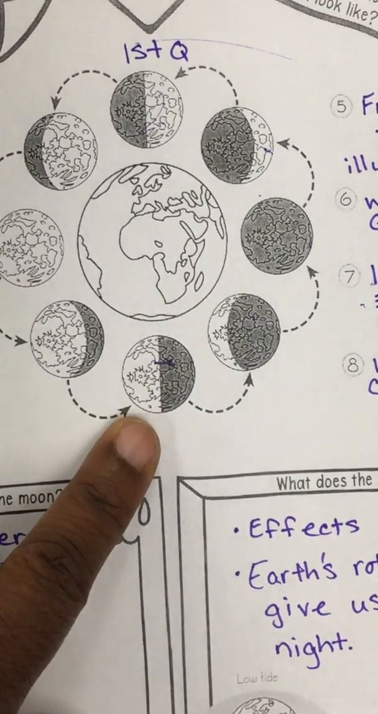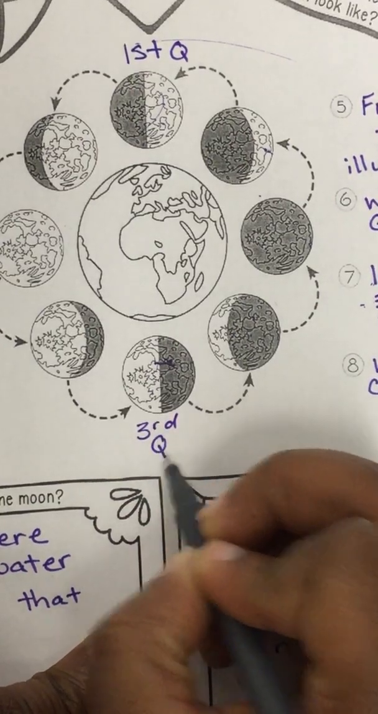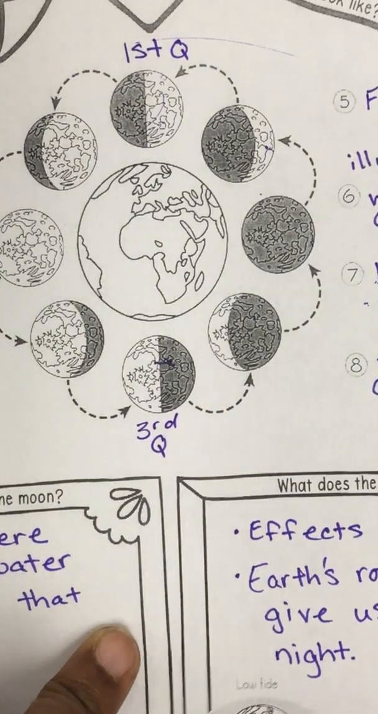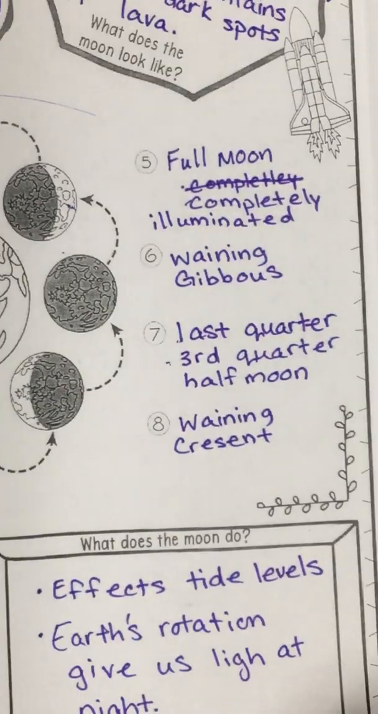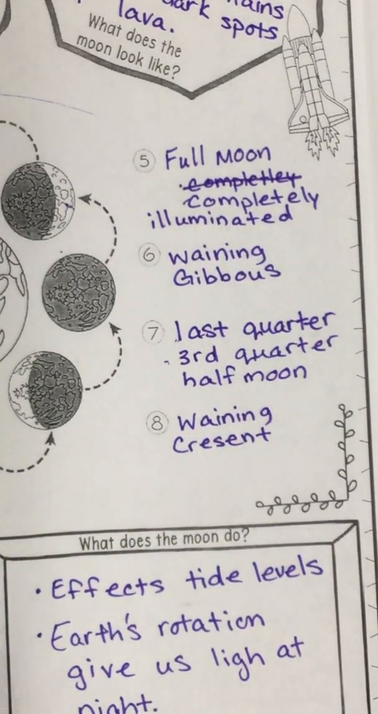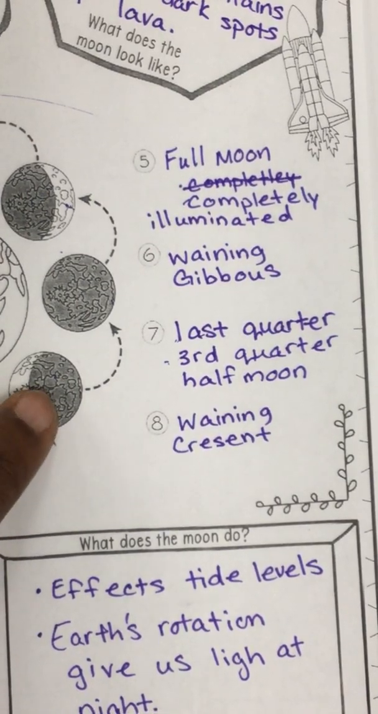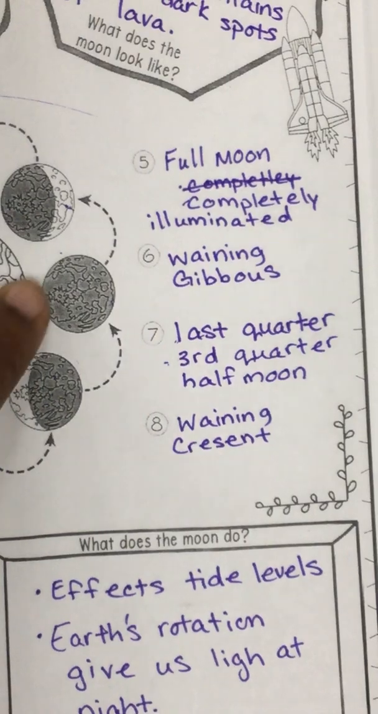We have last quarter or third quarter. Once again, we don't like to call it a half moon, but I did write it for some of those who might need it. And then waning crescent will be our last one right here. Waning crescent just means that the light is almost completely gone and it's about to be a new moon.